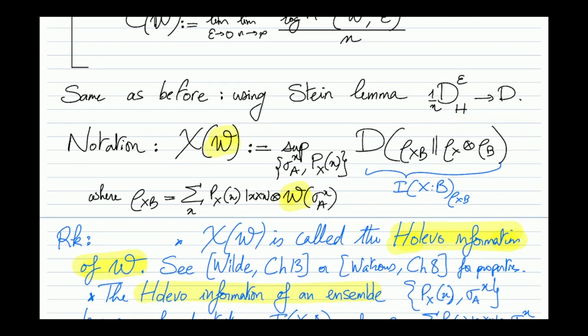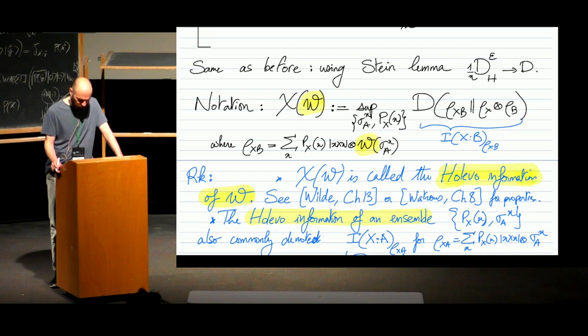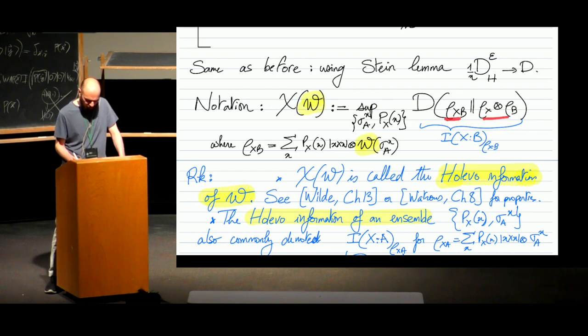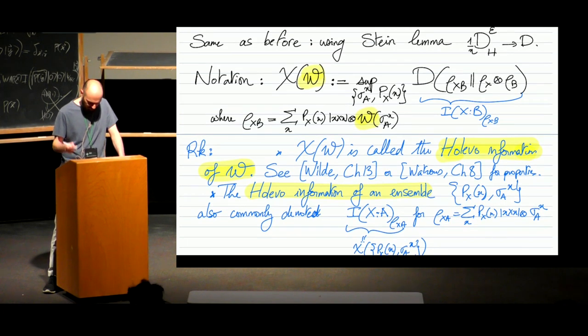Now I will introduce this quantity. This is called the Holevo information of the quantum channel W. It is the supremum over all possible inputs to the quantum channel, not only the probability distributions, of the relative entropy between rho XB and rho X tensor rho B. I won't discuss it much more, but if you want some more properties, I invite you to look at these textbooks.